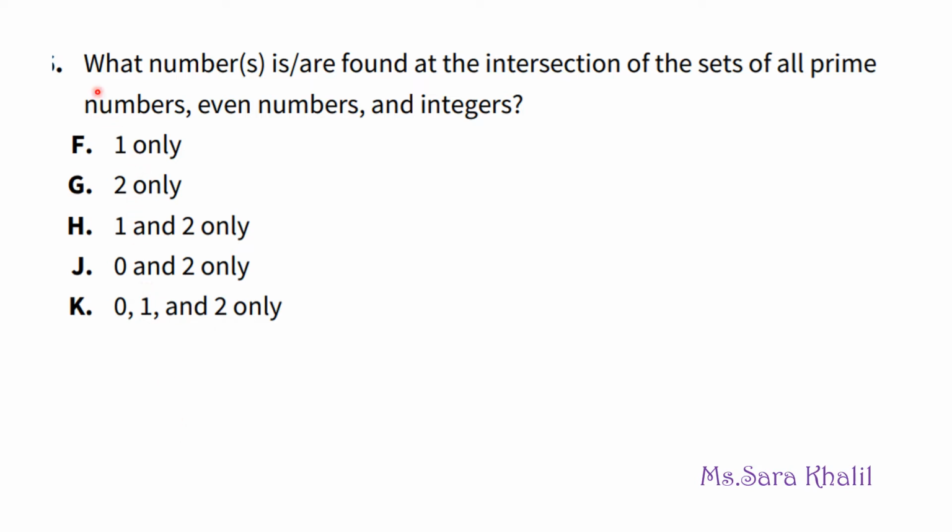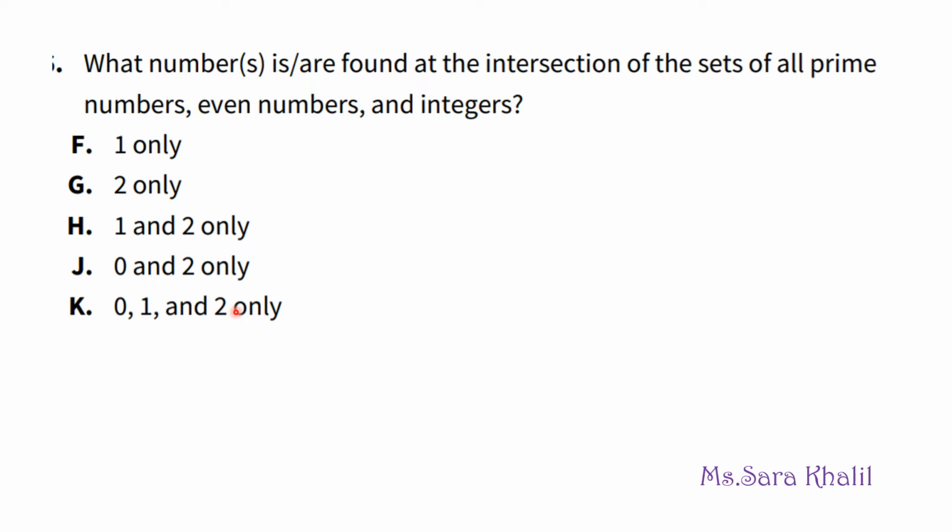So this question says, what numbers are found at the intersection of the sets of all prime numbers, even numbers, and integers? So first of all, I would exclude anything that has 1 or 0, because 1 is not a prime number and 0 is not a prime number. What is the definition of a prime number? A prime number is a number that you can get only by multiplying by itself and 1.